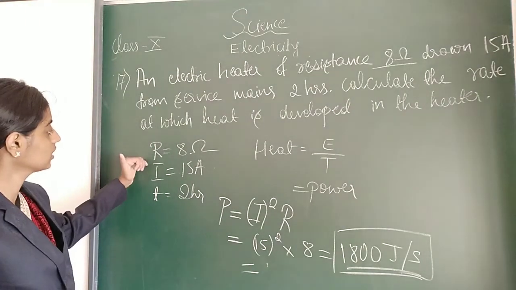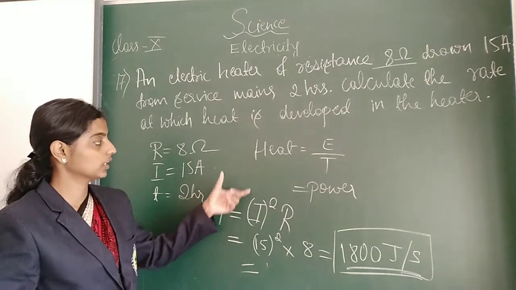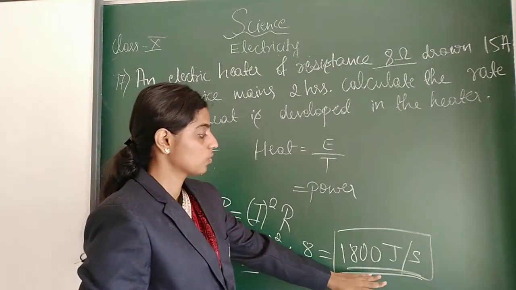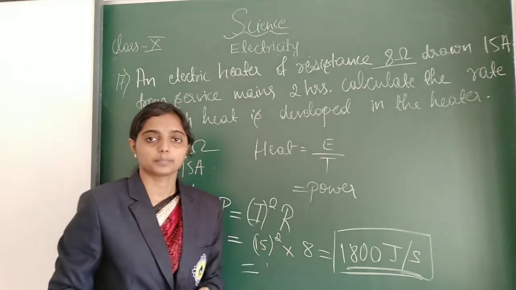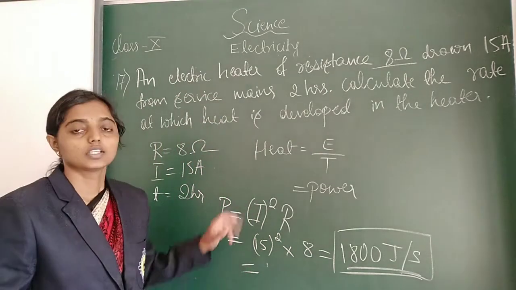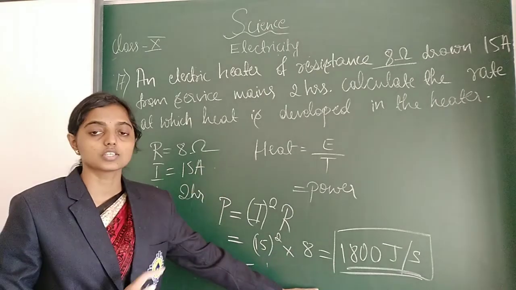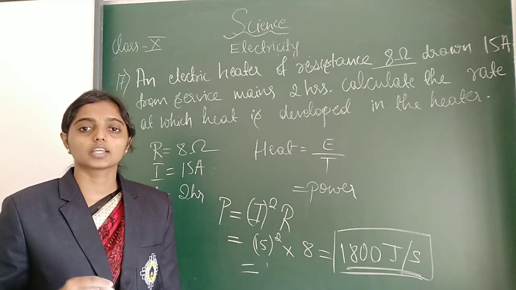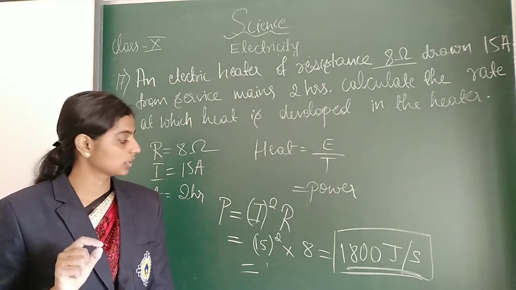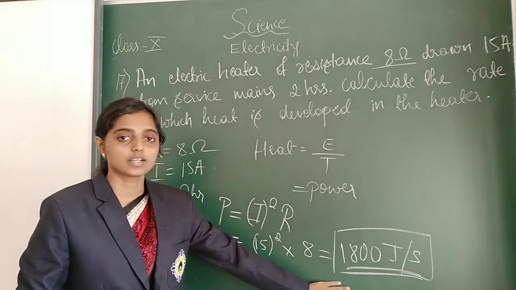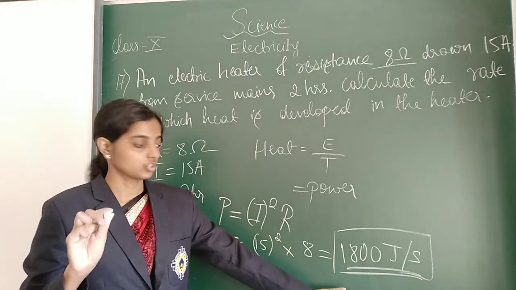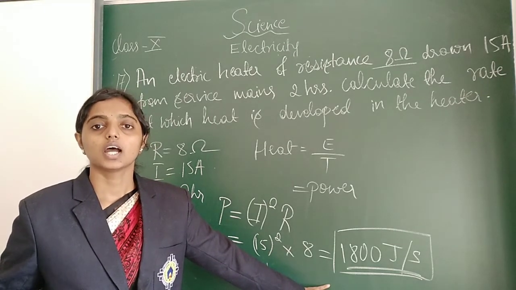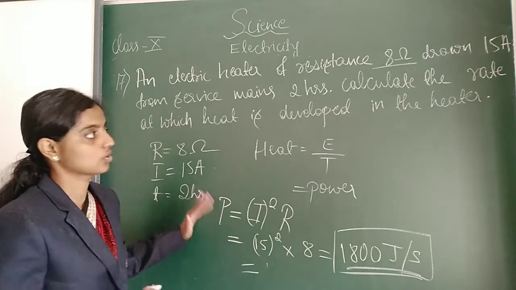So they are given R, I, T and we should pick the formula. That is P is equal to I square R. Substitute and we will get 1800 joules per second. Now here the answer for this question is not matching the answer which they have given at the end of the textbook. They are given some different number. I think that was a mistake, but this is the answer. You should remember that it is not matching the key answers at the back of the textbook. This is also an easy question.